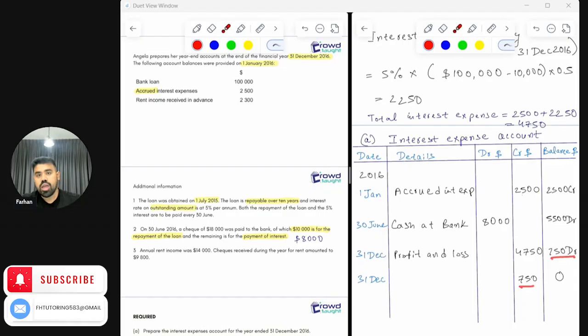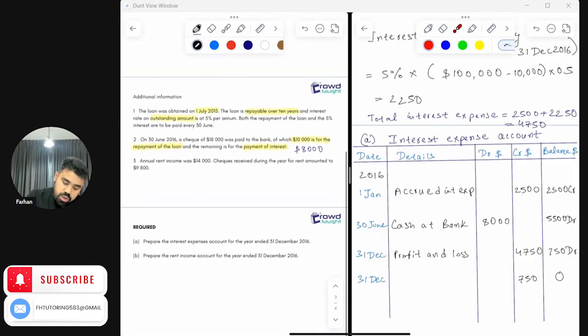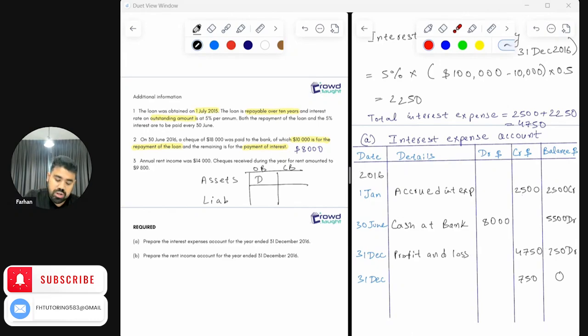Okay, I want to show you something here. So let me draw a table again, which you may have seen in my other videos. So we know we have got assets and we have got liabilities, okay? And both these have opening and closing balances. All assets should have an opening balance on the debit side and a closing balance on the credit side. All liabilities should have an opening balance on the credit side and a closing balance on the debit side, okay?